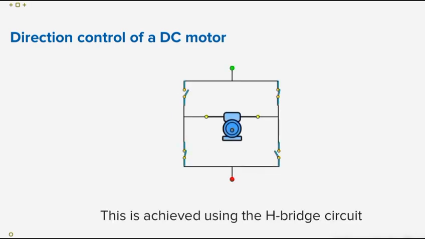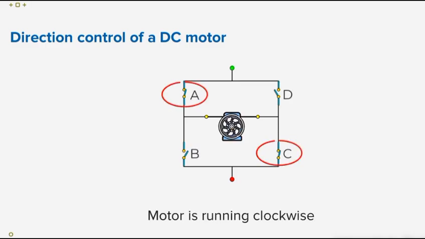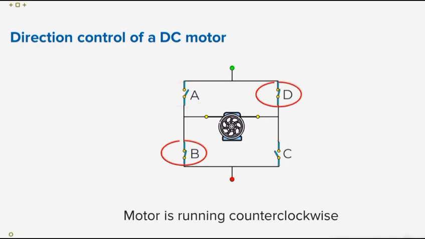Consider the following diagram. This is a diagram of the H bridge. Here, at a time, only two switches are active. Using this switching, we can change the polarities. When switch A and C are active, the motor runs in one direction. When switch B and D are active, the motor runs in the opposite direction.